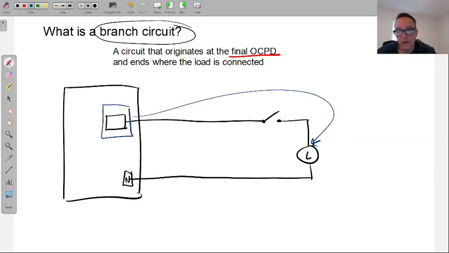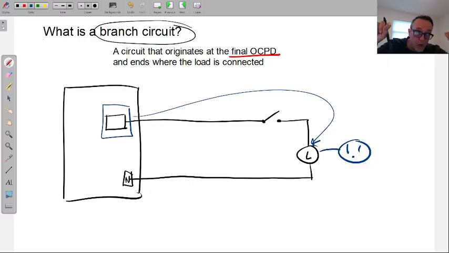Now, when we say where the load is connected, here's where, instead of that, we could have just an outlet. Meaning, think about the outlets in your house that aren't doing anything right now, that don't have anything plugged into them.